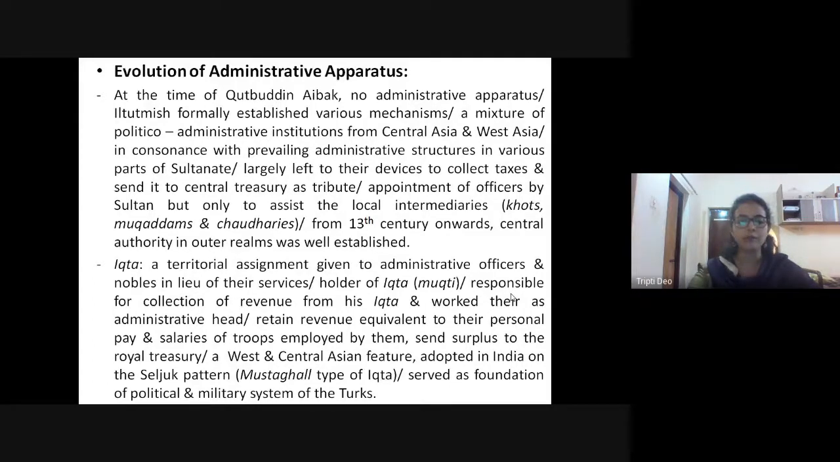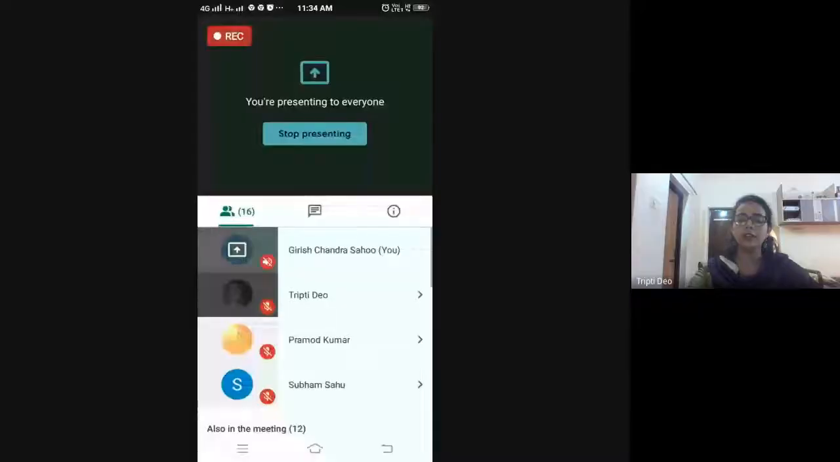Appointments of officers by the Sultan were there, but it was only to assist the local intermediaries like the Khots, Mukaddams, Chaudhuries. They were already there in the Indian village, in the Indian provinces for the longest time. They were the local ruling classes, the ruling clans. They were local intermediaries and important men. And they helped the officers of the Sultan in tax collection and otherwise. It was only from the 13th century onwards that the central authority in the outer realm was well established.